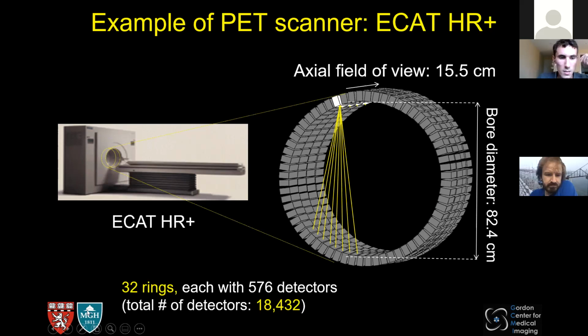So it has 32 rings of detectors that allow you to cover approximately 16 centimeters worth of your patient. So if you want to do a whole body scan, you have to do 6 to 8 different acquisitions to cover each part of the body, basically. So each one of those rings has 576 detectors, leading to more than 18,000 detectors total. Okay, so the bore diameter here is 82 centimeters. So it's a pretty large bore.